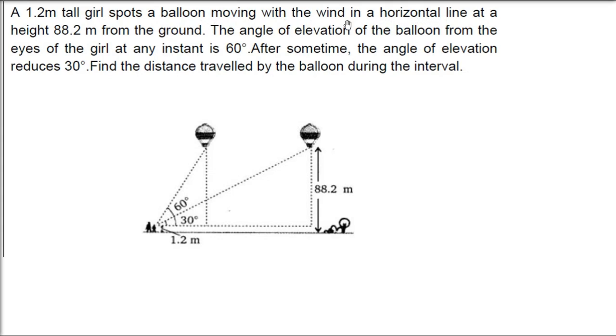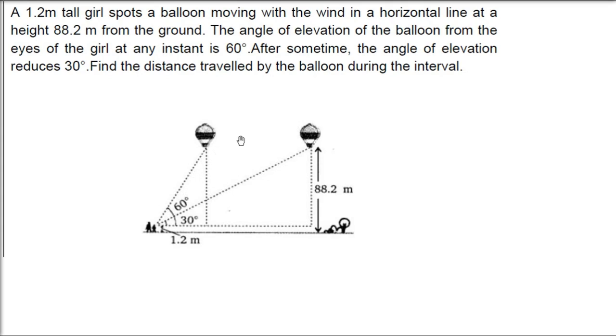And she spots a balloon moving with the wind in a horizontal line at a height of 88.2 meters. So 88.2 is from the ground. There is only one balloon, and now it is moving. The angular elevation of the balloon from the eyes of the girl at any instant is 60 degrees. So this is 60 degrees.